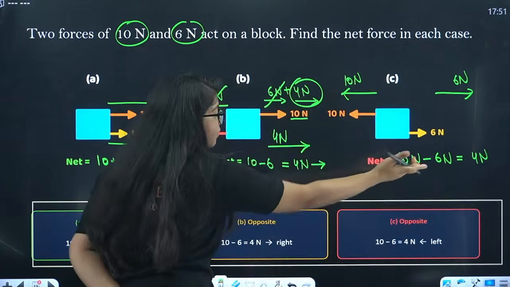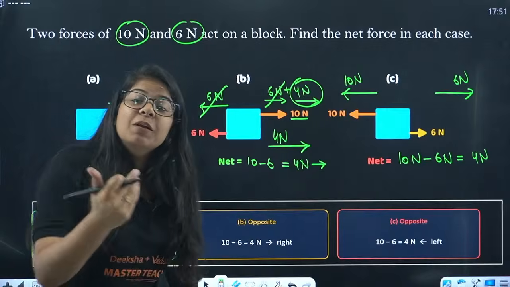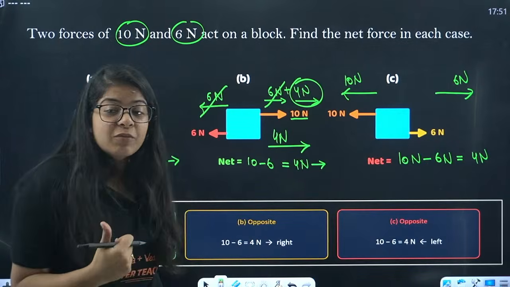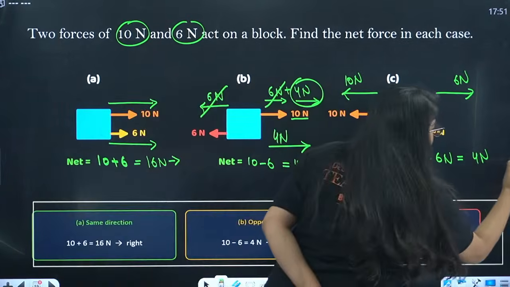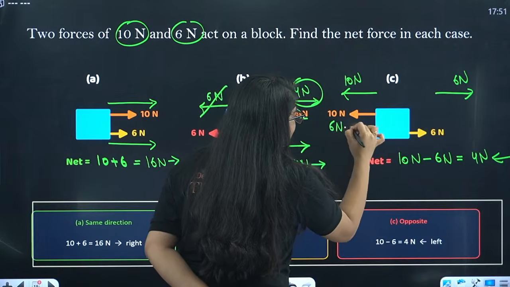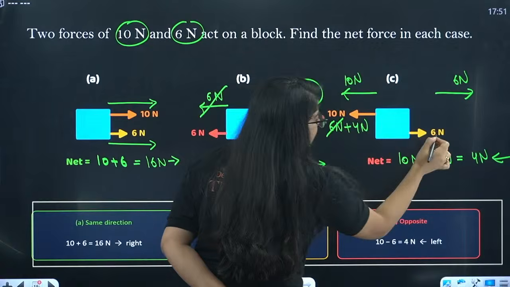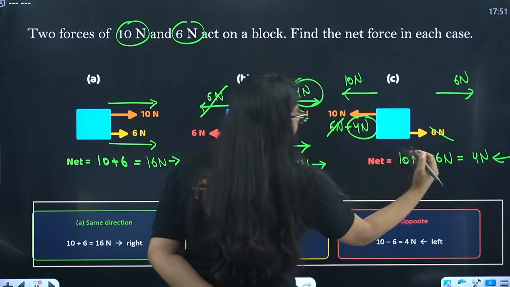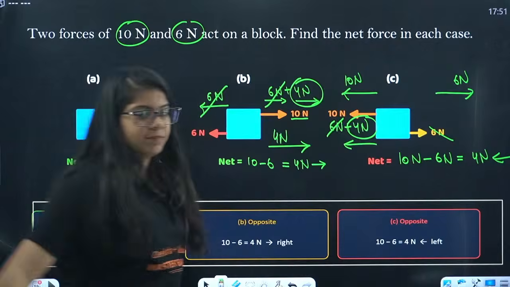So, ma'am, these are same. But now, what will be the direction of the arrow? It will be on the left hand side. Okay. Similarly, 6 Newton plus 4 Newton. This 6 Newton and this 6 Newton cancel out. 4 Newton on this side is your answer.